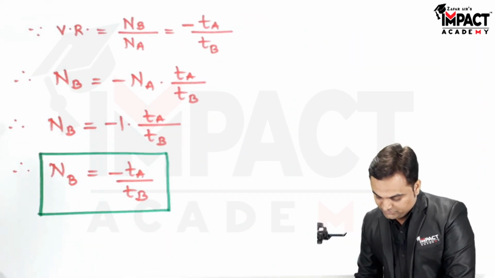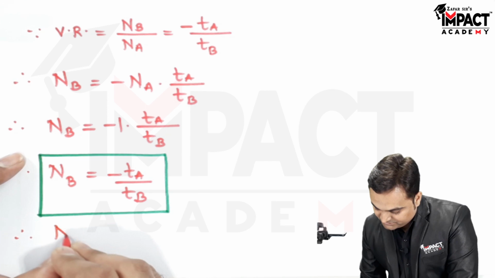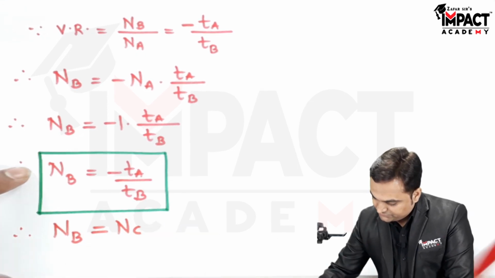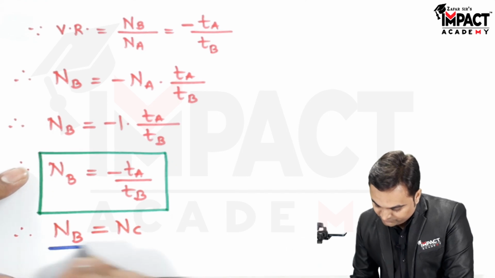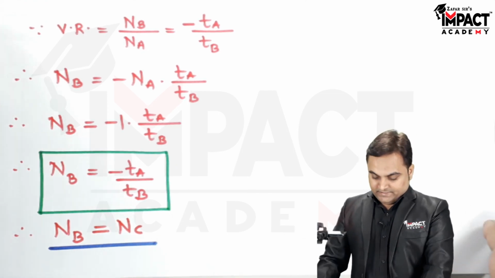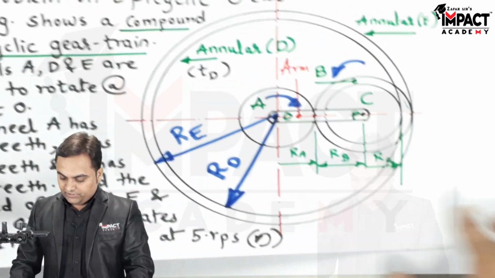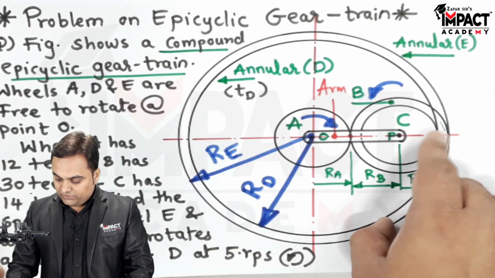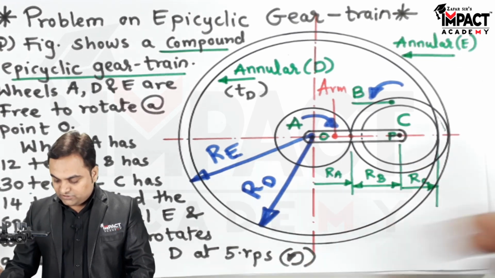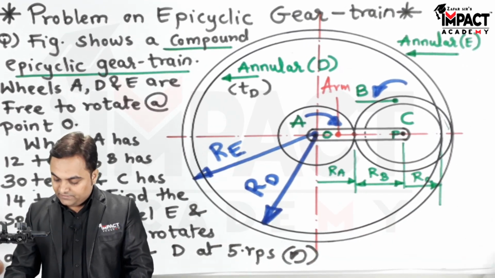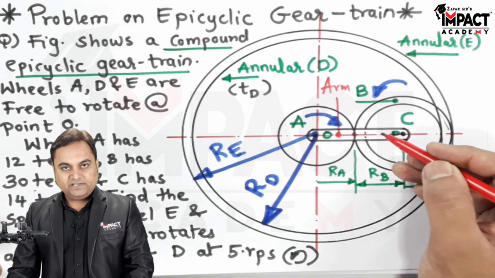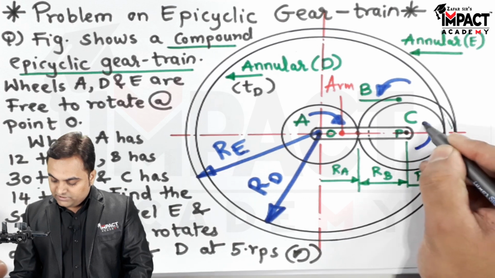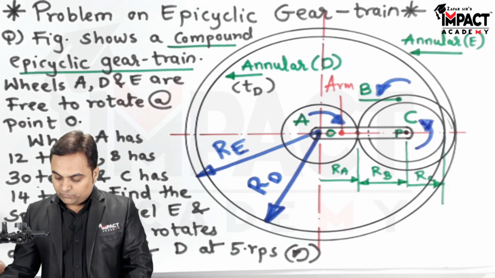And since the speed of B and C are same, NB is equal to NC, because they are compound gears mounted on the same shaft having the same speed. Next, while looking into the figure, C is in mesh with D, so the next velocity ratio would be between C and D. Since B is rotating in an anti-clockwise manner, even C would be rotated in the same direction, because they are on the same shaft.